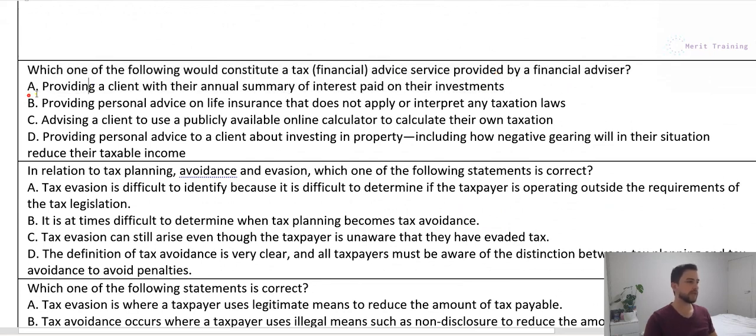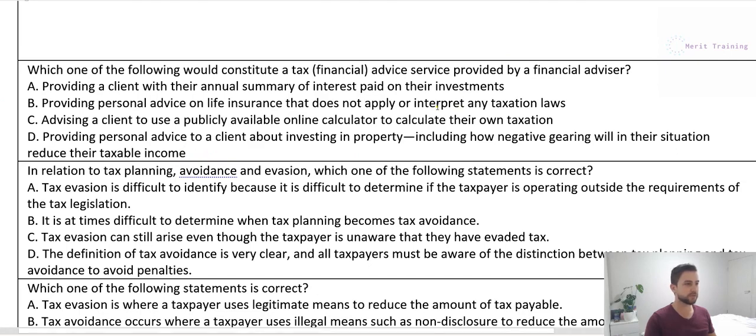a financial advisor? A, providing a client with the annual summary of interest paid on their investments. B, providing personal advice on life insurance that does not apply or interpret any taxation laws. C, advising a client to use a publicly available online calculator to calculate their own taxation. Or D, providing personal advice to a client about investing in property, including how negative gearing will, in their situation, reduce their taxable income. So this one's pretty easy, right?